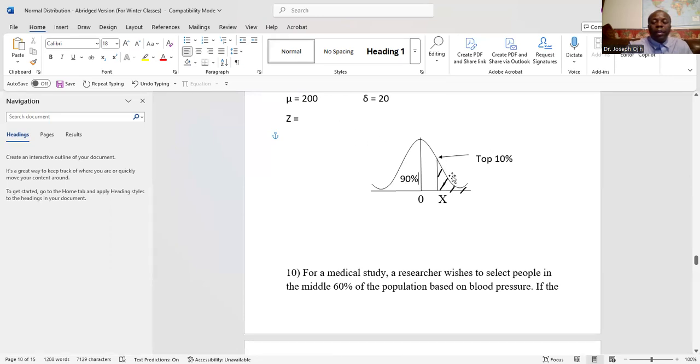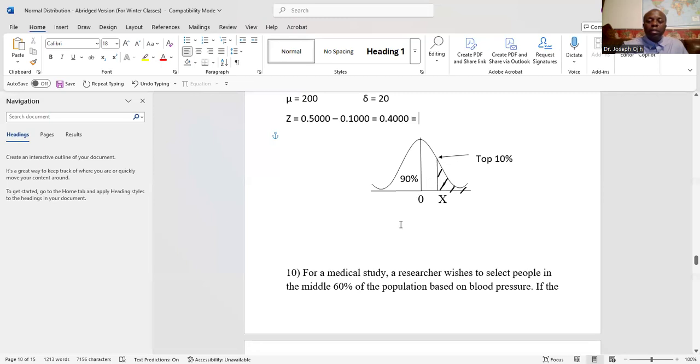So the procedure chart told us it's the top 10%. To get the area, you subtract from 0.5. So top 10% is 0.5, because half of this is 0.5 and this half is 0.5. So 0.5 minus 10%, which is 0.1, that'll give us 0.4.